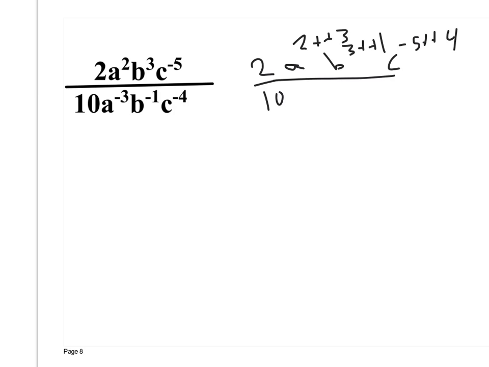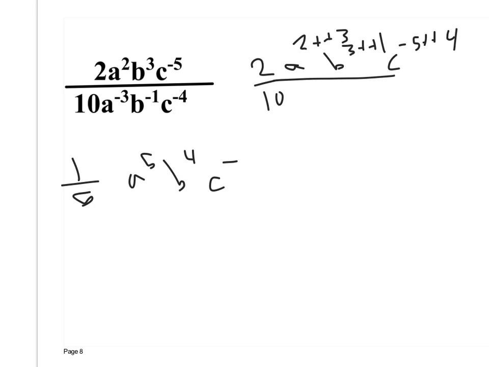But let's work this out. So 2 over 10. What can I reduce that to? 1 over 5. What's a squared times a cubed, so what's 2 plus 3? 5. A would be the 5th power. B would be what power? 4. And C would be what power?